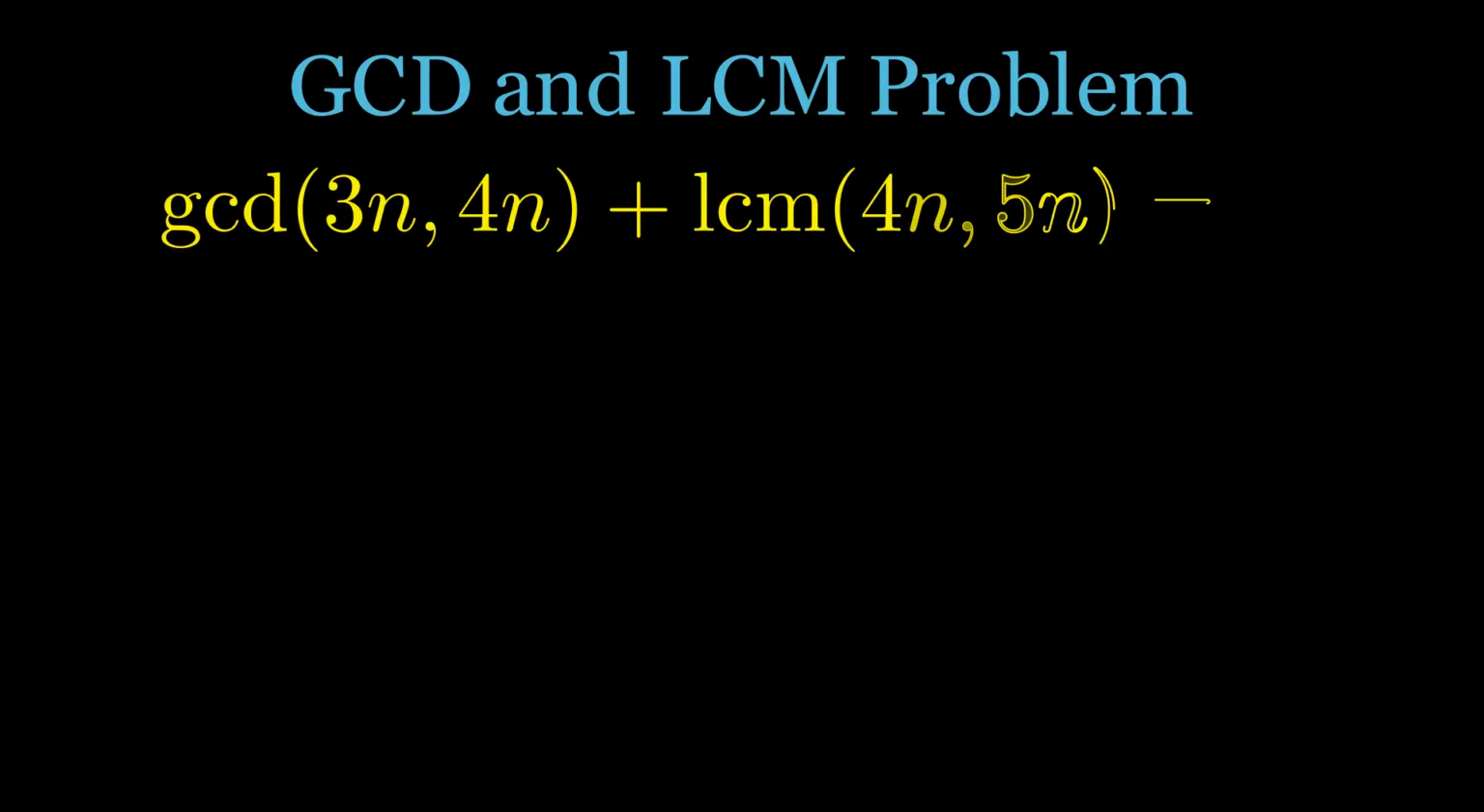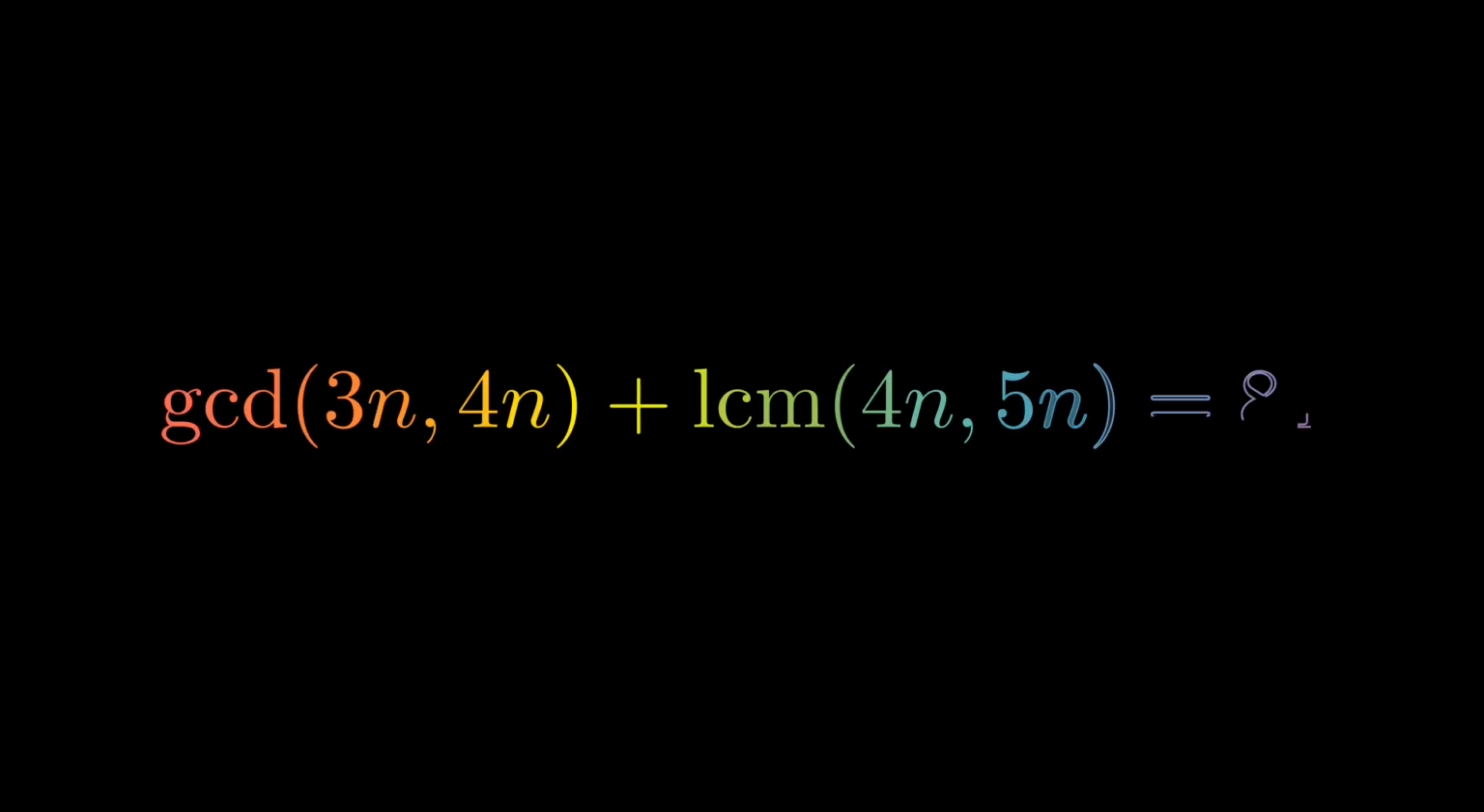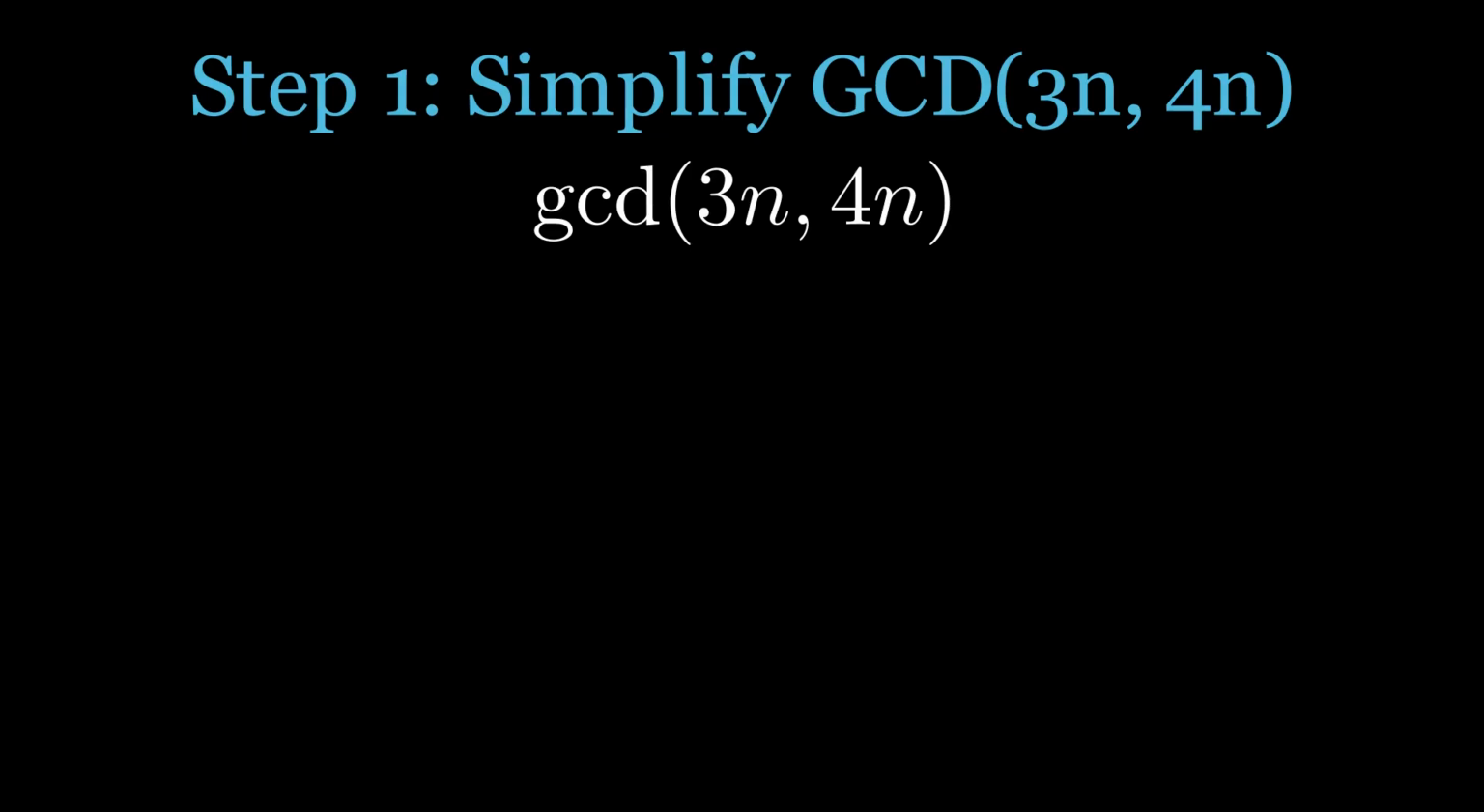Let's solve this interesting math problem. We need to find the number n such that the greatest common divisor of 3n and 4n plus the least common multiple of 4n and 5n equals 84. We're looking for a number n such that the GCD of 3n and 4n plus the LCM of 4n and 5n equals 84. First, let's simplify the greatest common divisor of 3n and 4n.